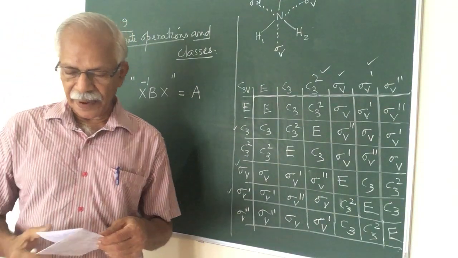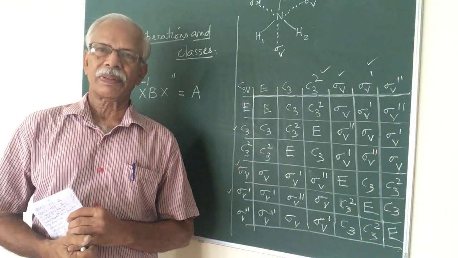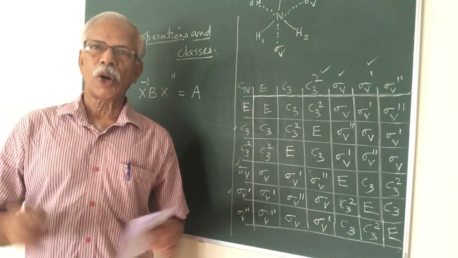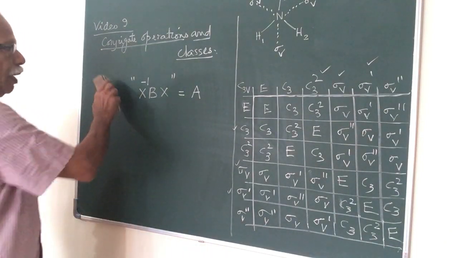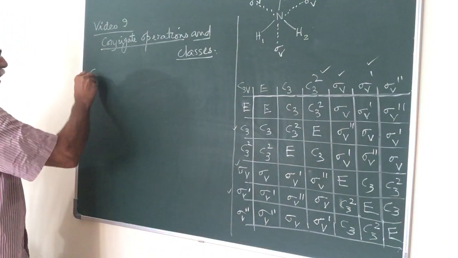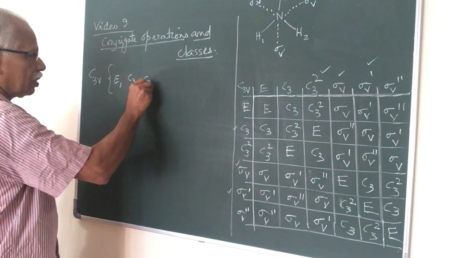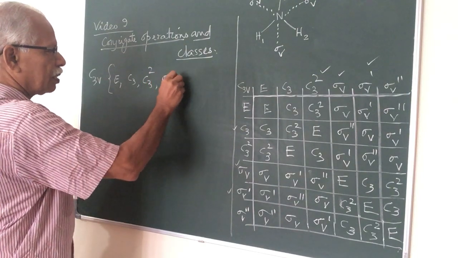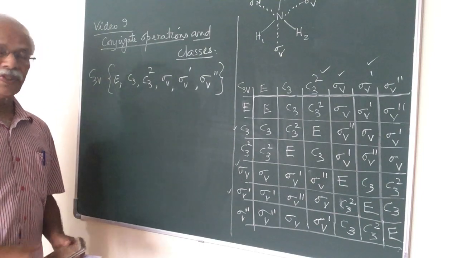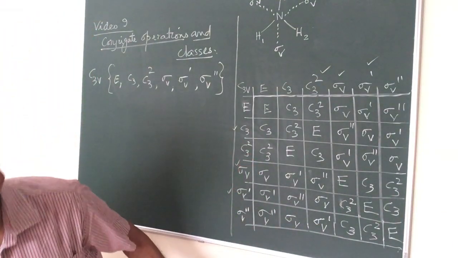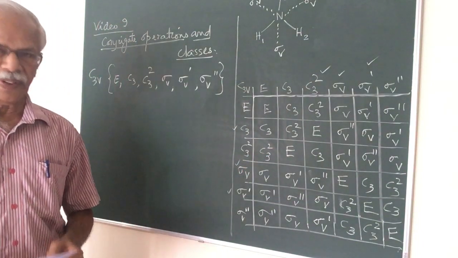We shall illustrate classifying into classes with the operations of the C3v group to which ammonia belongs. C3v operations are identity, C3, C3 squared, sigma v, sigma v dash, sigma v2 dash. For our reference, I have written here the group multiplication table for C3v.